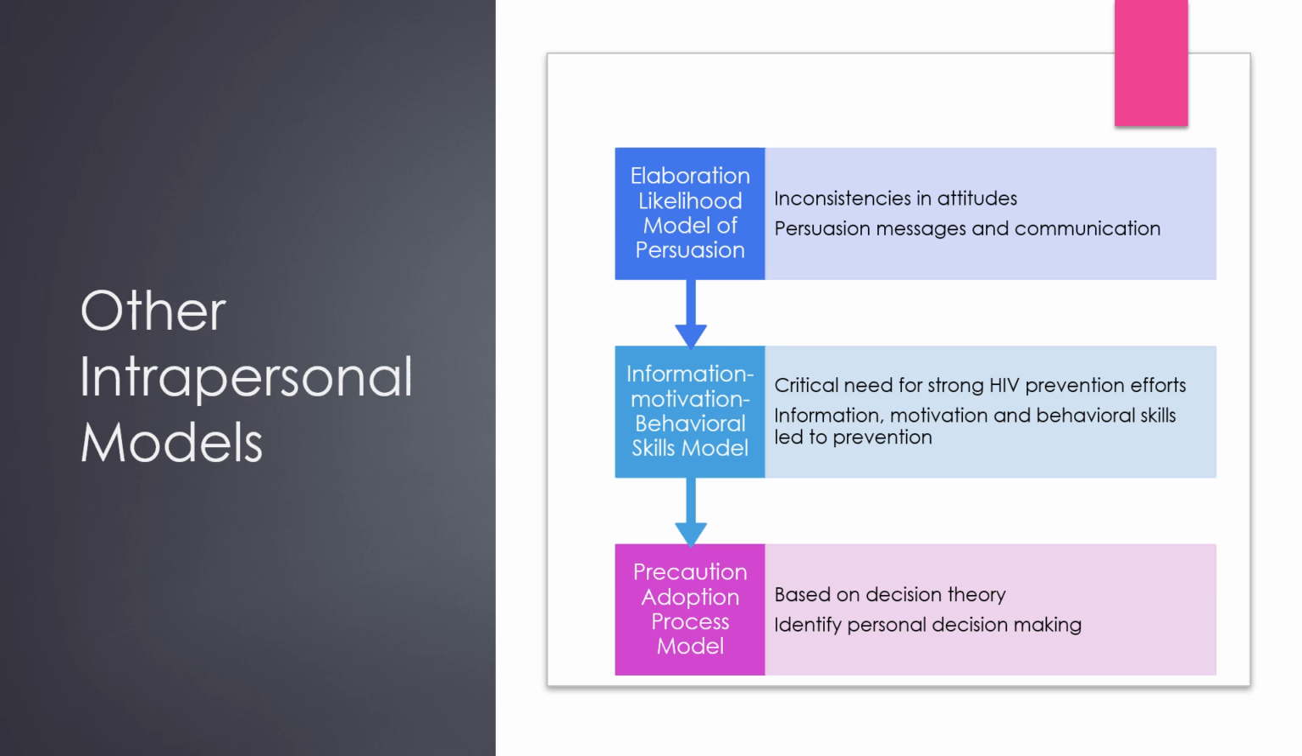This is a continuation of the other presentation. Other intrapersonal models include the elaboration likelihood model of persuasion, ELM for short, which was developed to help explain inconsistencies in the results from research dealing with attitudes. Specifically, this model was designed to explain how persuasion messages or communication can be aimed at changing attitudes and how they were received and processed by people.